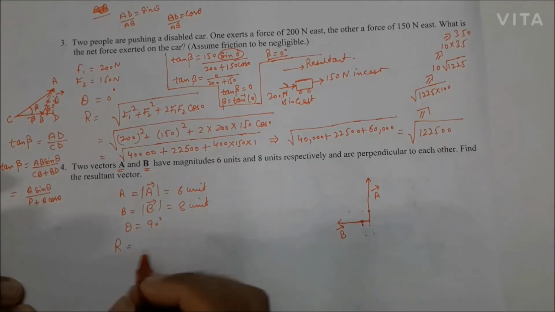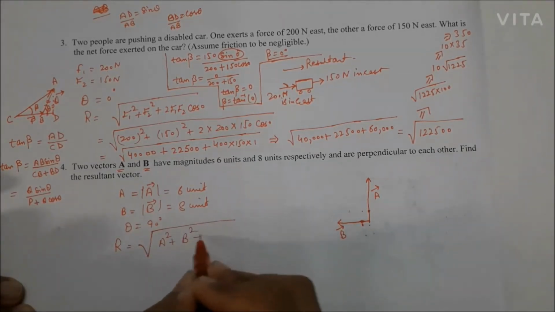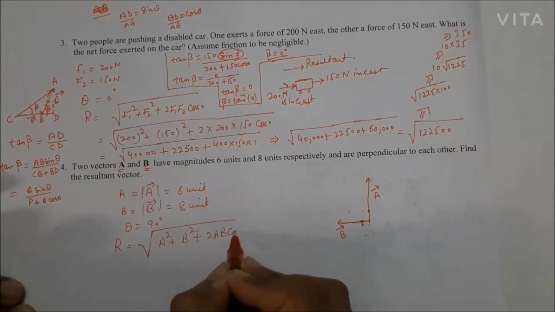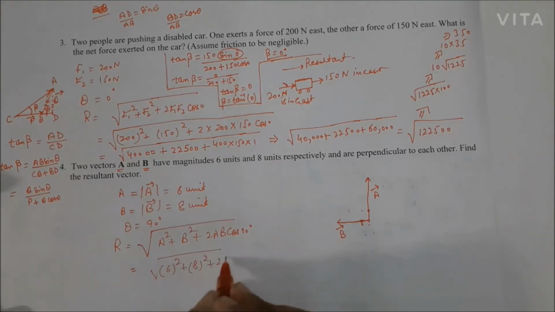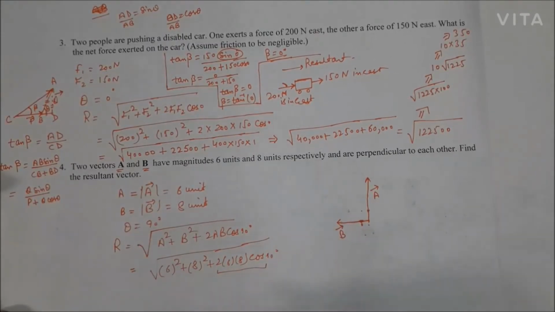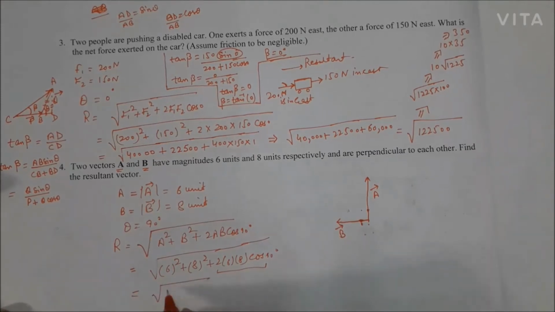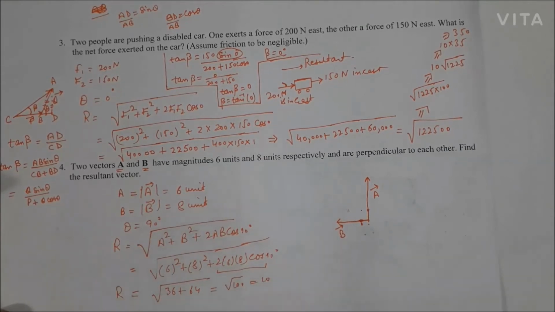Apply the formula of resultant. It comes out to be root of A square plus B square plus 2AB cos 90 degree. The value of A is 6, B is 8, cos 90. Now cos 90 degree is 0. Now 0 into something is 0. So it comes out to be 36 plus 64. It comes out to be root 100, or you can say 10. The magnitude of resultant is 10.